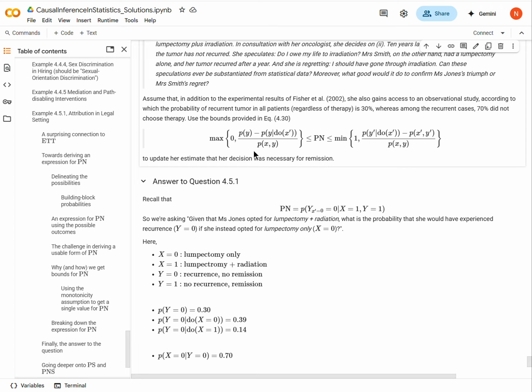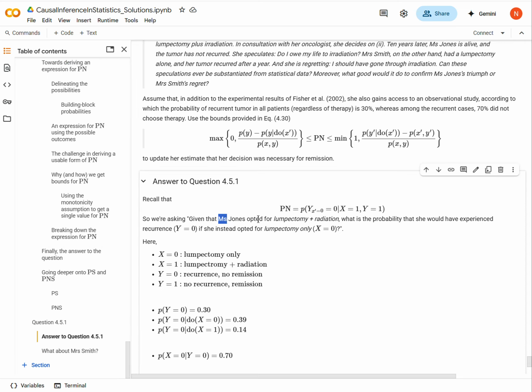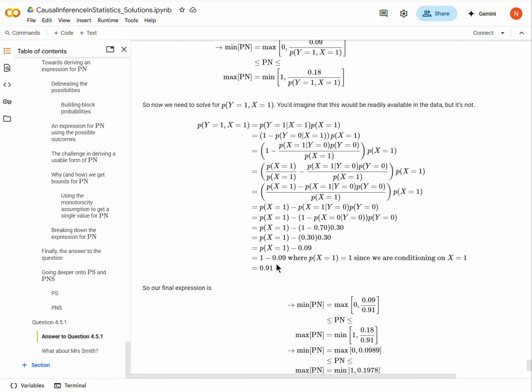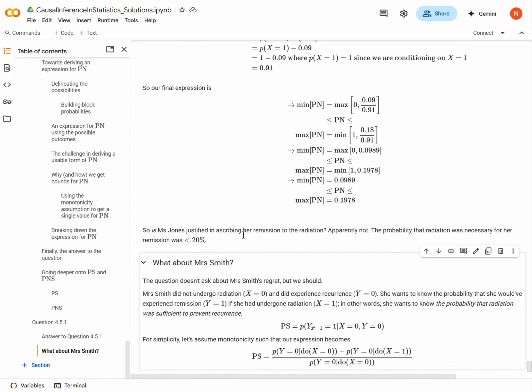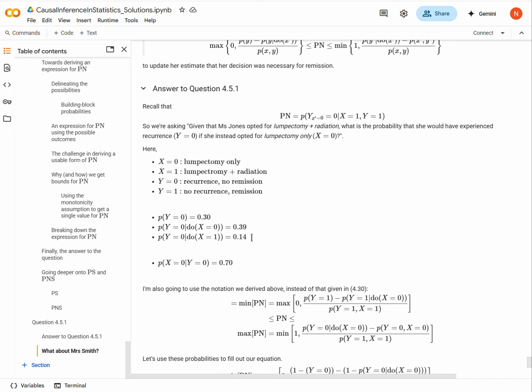The question specifically asks about Miss Jones. Again, Miss Jones is the one that had lumpectomy plus radiation, and she wants to know, should she attribute her remission to the fact that she had radiation? Like I said, the question asks about Miss Jones, but we will also consider Mrs. Smith, but first Miss Jones.